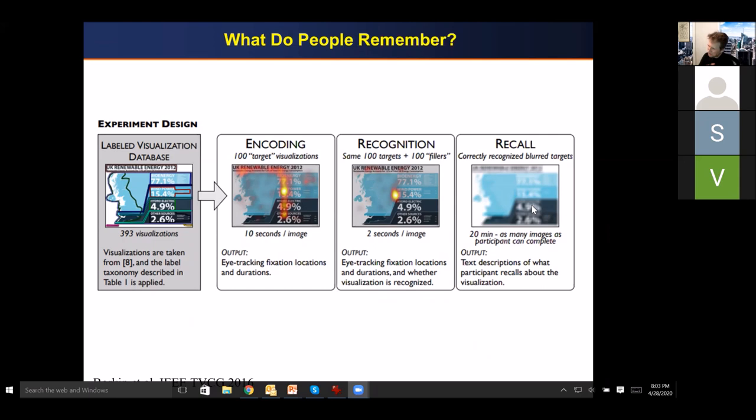And then maybe you remember some facts about it, that you store in a different part of the working memory. So in the experiment, 20 minutes later, people were shown blurred versions of images they had seen before, at least some of them. And for each of these blurred versions, they had to write text descriptions of what they still remembered from those.